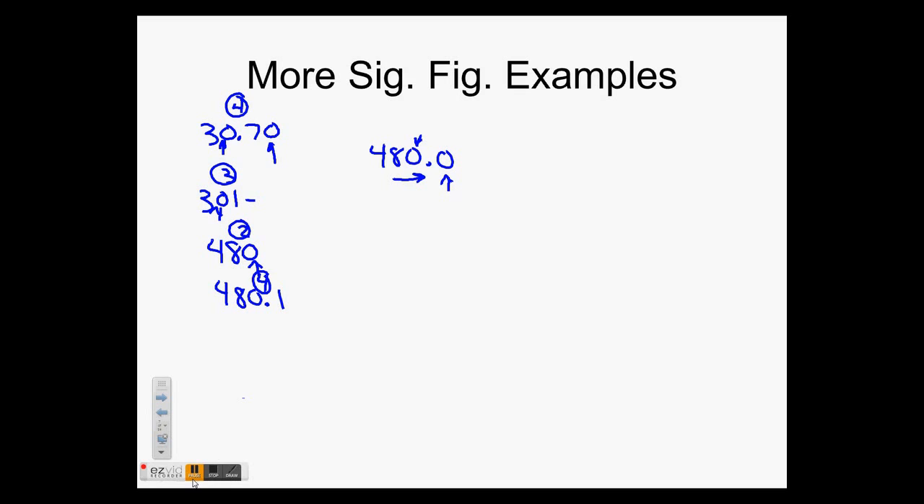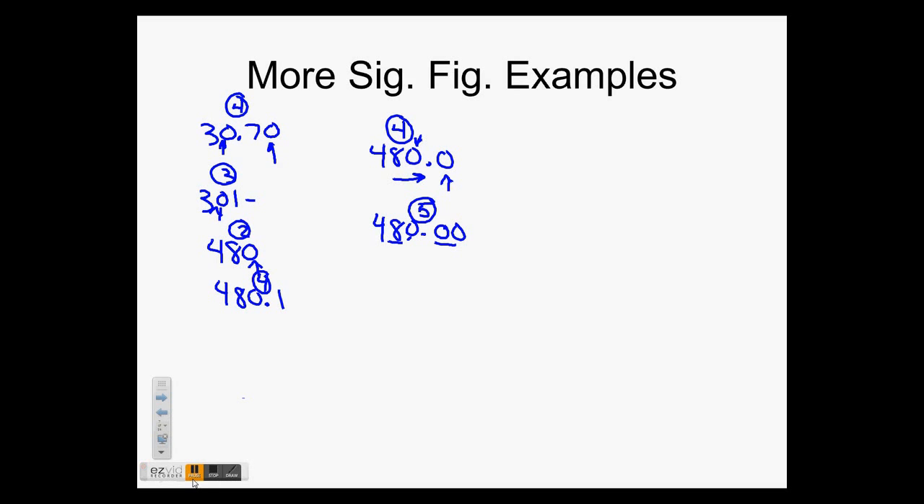So now the 0 counts, we know the 8 counts, so is this 0 between 2 digits that count? Yes, it is. So you have to count it too. So I would have 1, 2, 3, 4 significant digits. We keep on going. 480.00? Well, that would have 5.